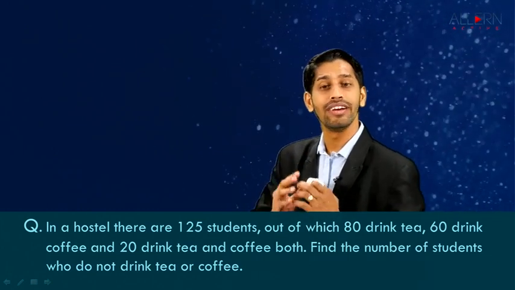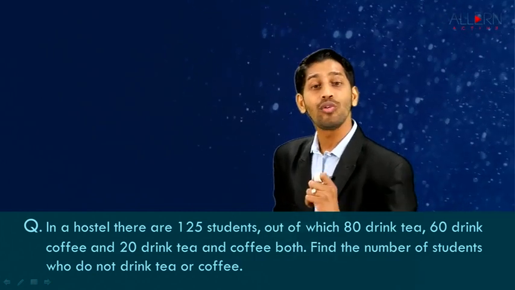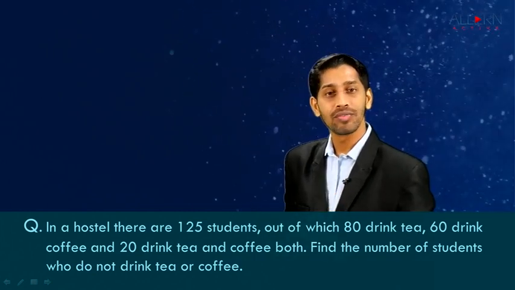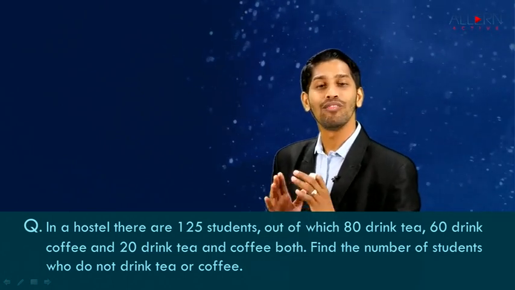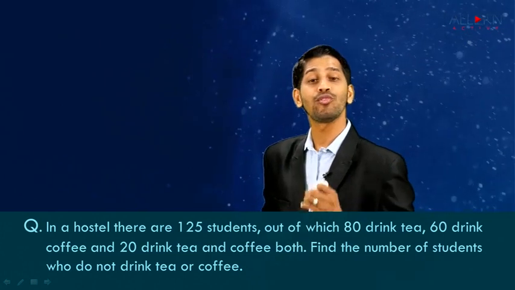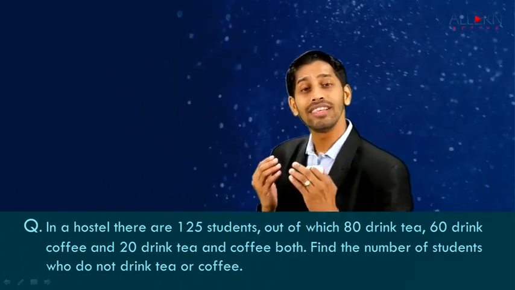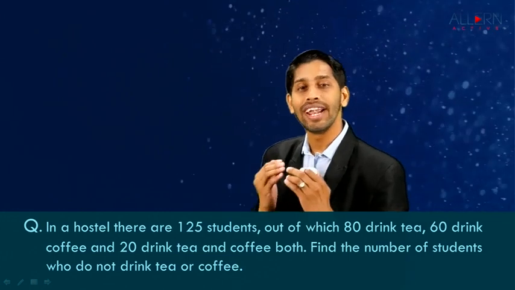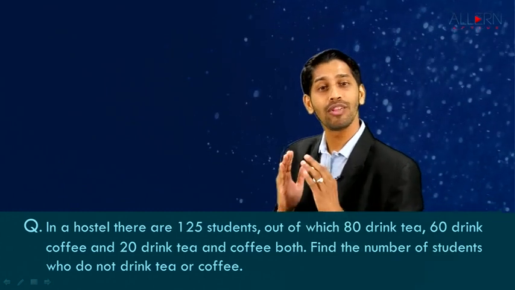So the question over here is, in a hostel there are 125 students, out of which 80 drink tea, 60 drink coffee and 20 drink tea and coffee both. We need to find the number of students who do not drink tea or coffee. So let's start solving this question by Venn diagram, and then we will solve the same sum again by using formula. So let's start with Venn diagram.